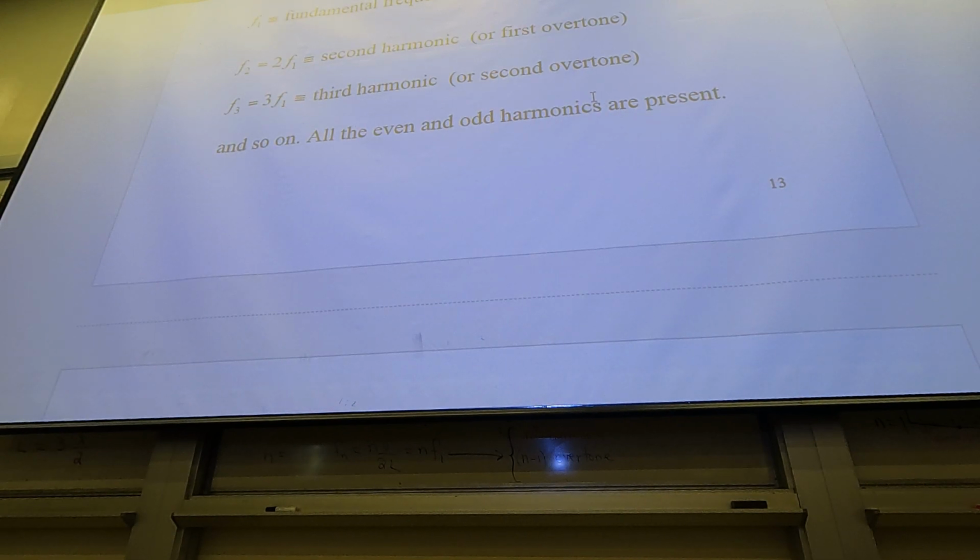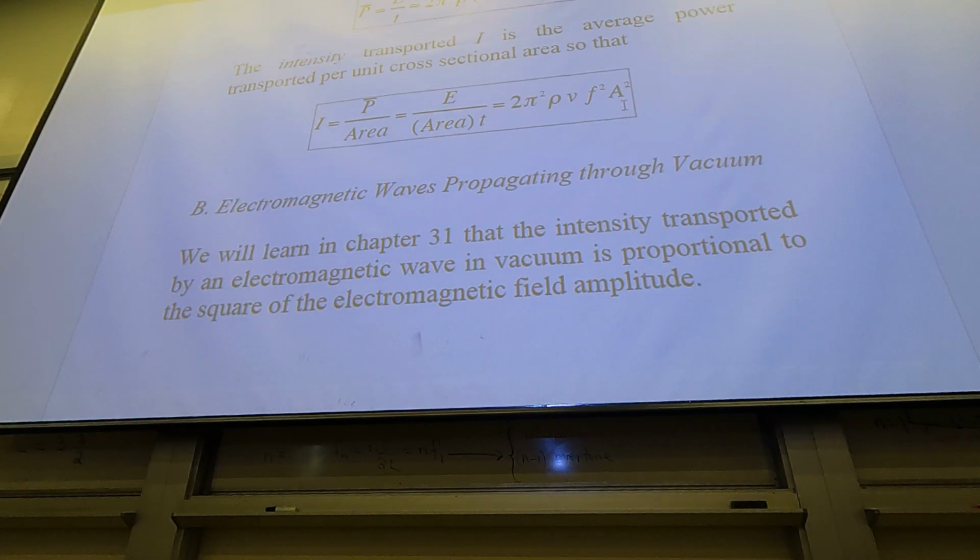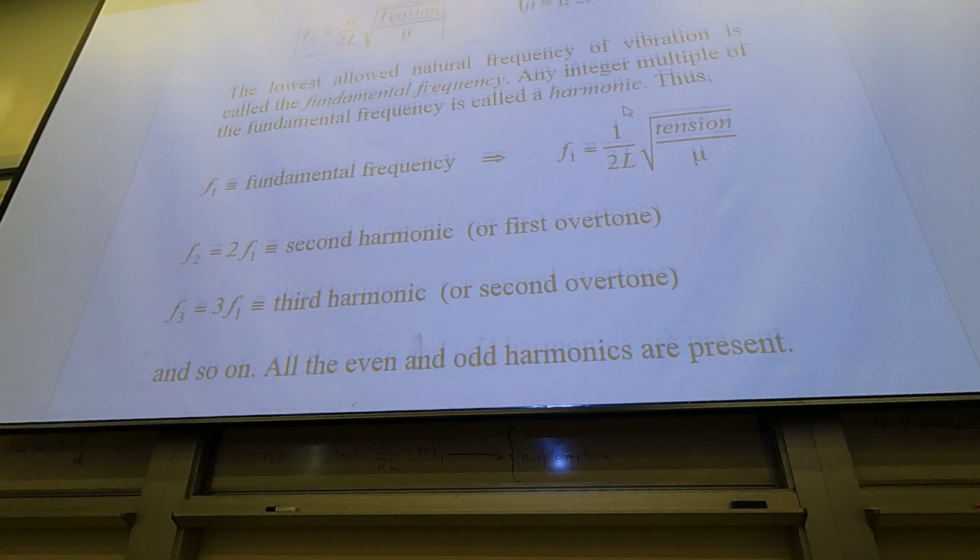And I made that statement because in chapter 16 we're going to consider the same thing, but instead of a string that's clamped at both ends with transverse waves traveling along the string back and forth, we're going to consider an organ pipe, and then you have sound waves. Right? And then the pipe could be such that it's closed at one end but open at the other end, or open at both ends. So in one case, only the odd harmonics are present and the even harmonics are not in there. So that's why I added this statement here that all the even and odd harmonics are present. And then this is just a formula. I don't want to talk about that.